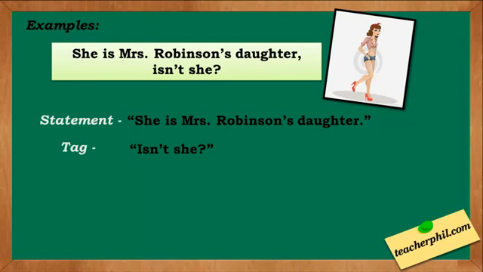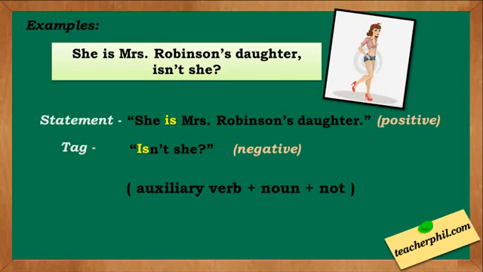If you noticed, the statement used the auxiliary verb is. That's why we also used is in our tag. Our statement is in the positive form. Therefore, we need to make a negative tag. We can also choose not to contract in the tag, like the isn't's case. But if we do this, the structure also changes. It will now become auxiliary verb plus noun plus not.